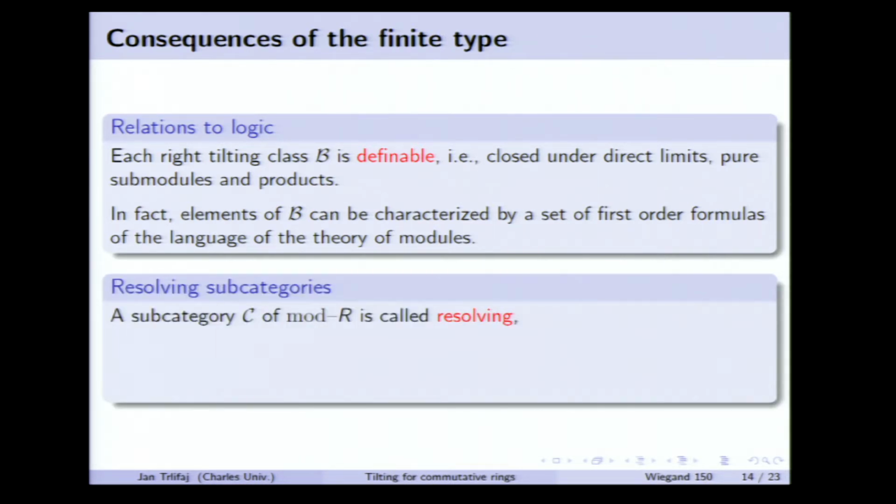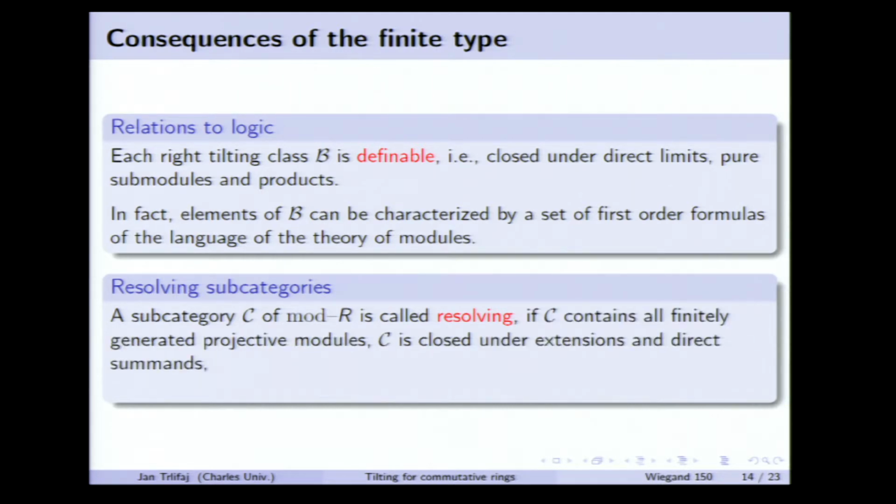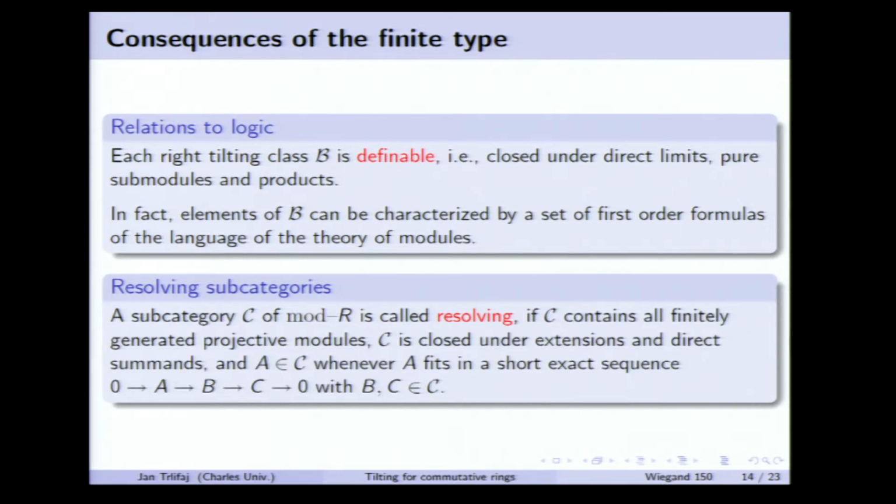And the correspondence, or the finite type result, also tells you that though the tilting modules or classes are big, they can be captured by subclasses of small modules, namely so-called resolving subcategories of strongly finitely presented modules. Resolving means that they contain all finitely generated projectives, they are closed under extensions and direct summands, and they have the property that if B and C are in the class, then A is in the class. So it's the kernel property.